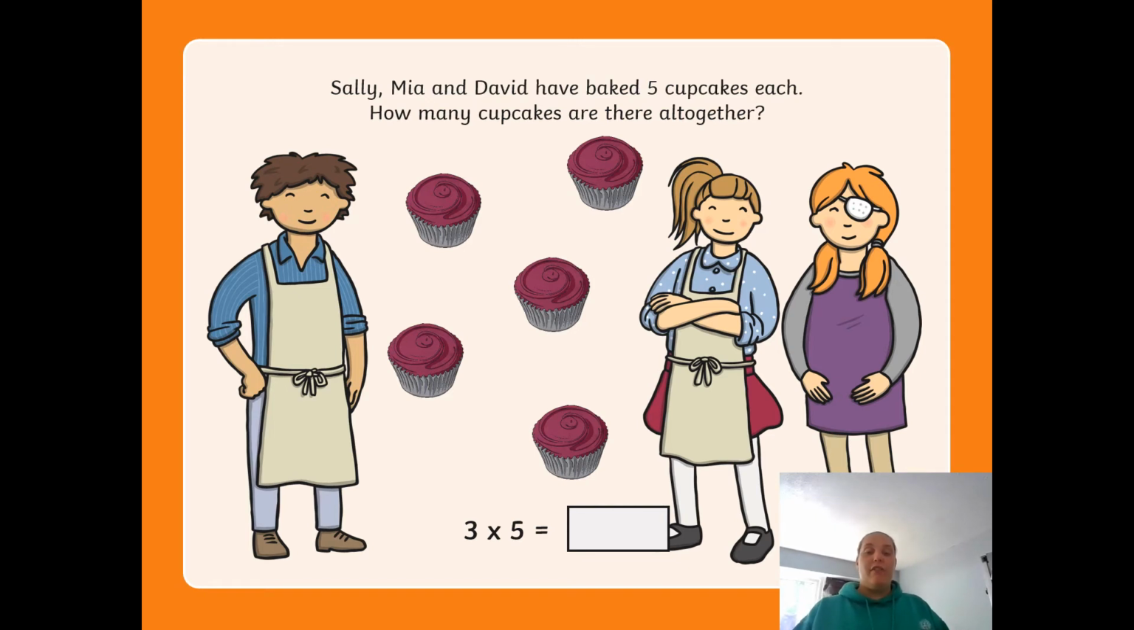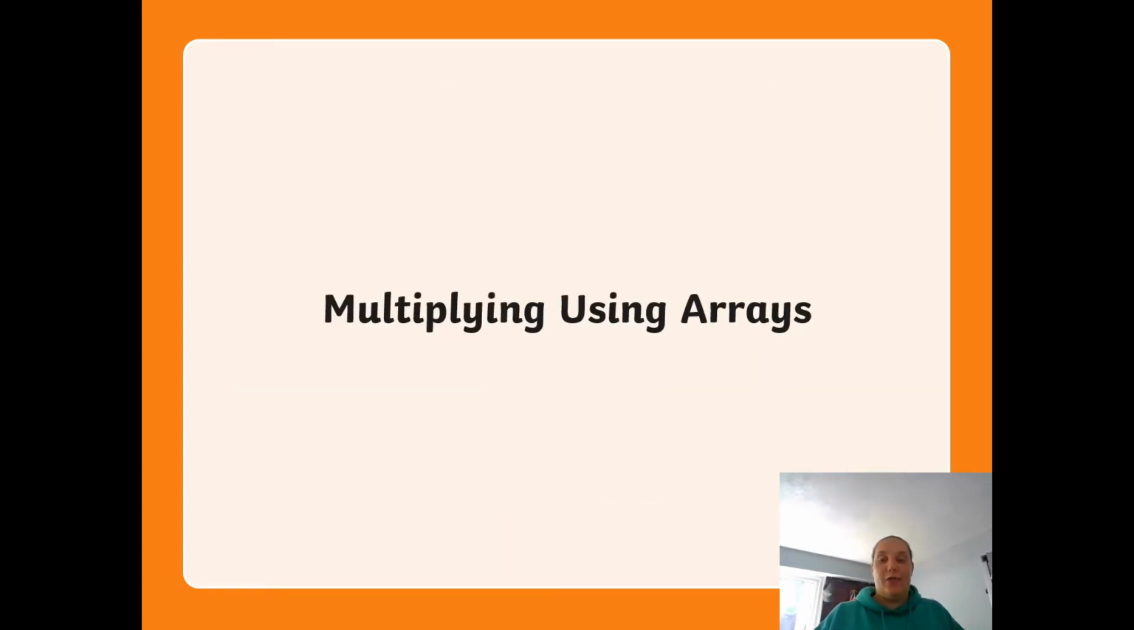We've got the number 3 in our calculation here because there are 3 children, and we've got the number 5 because they bake 5 cakes each. So let's work out. I'm going to hold up my 3 fingers and I'm going to count in steps of 5. Are we ready? 5, 10, 15. So altogether, those 3 children have baked 15 cupcakes.